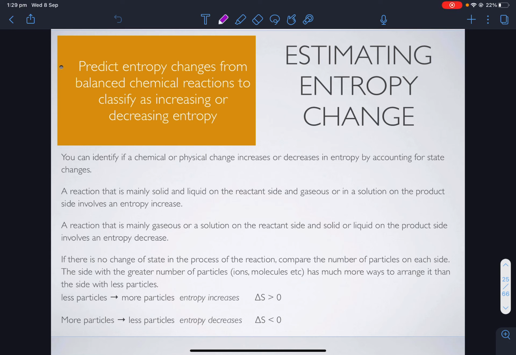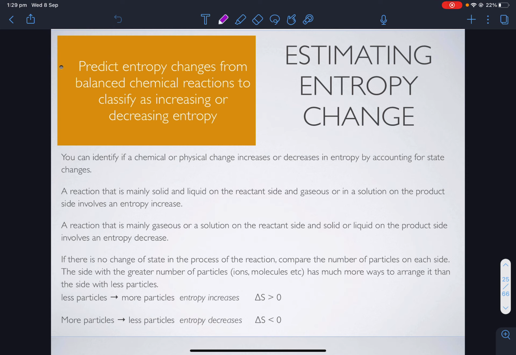Okay, year 11, let's talk about how we predict entropy changes from chemical reactions and classify them as either increasing or decreasing in entropy. So, what have I written here?